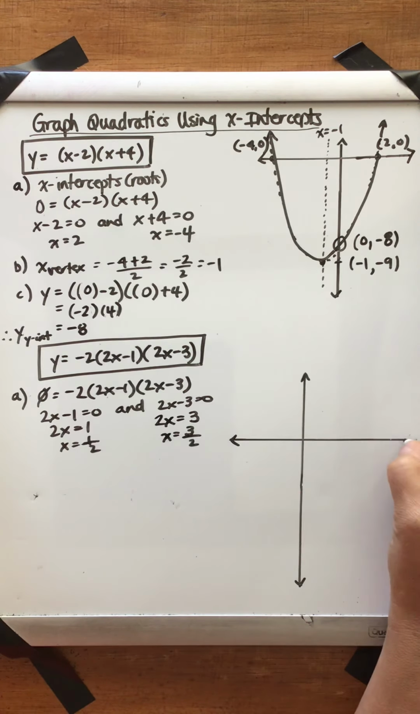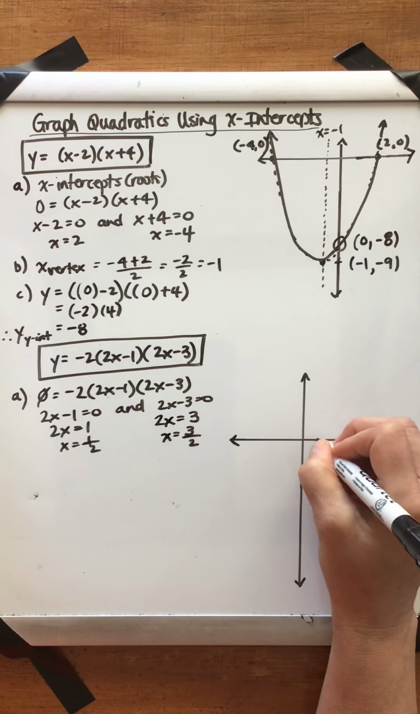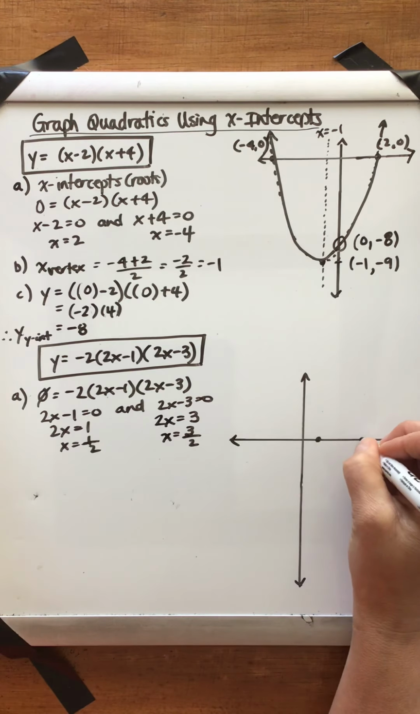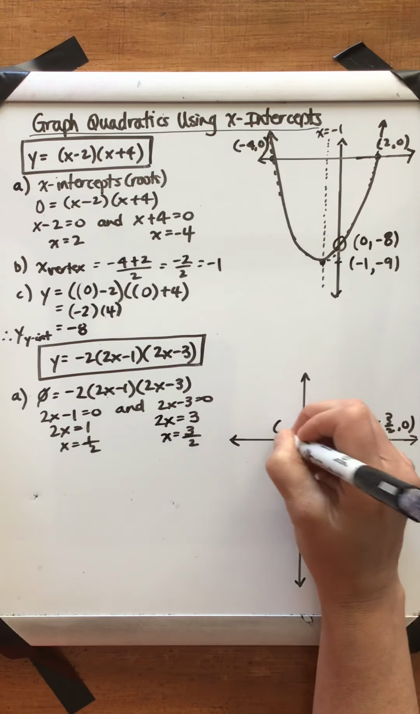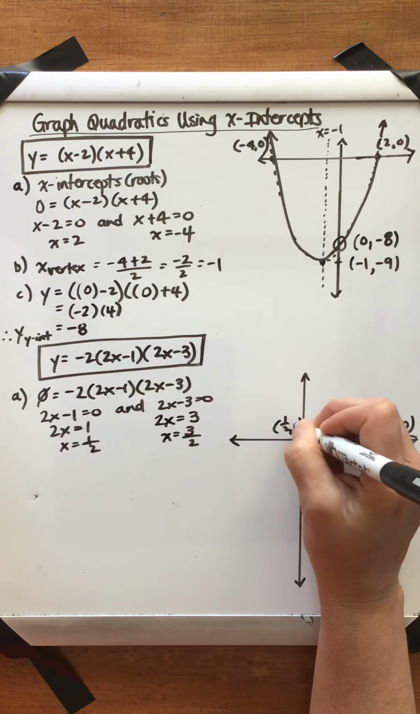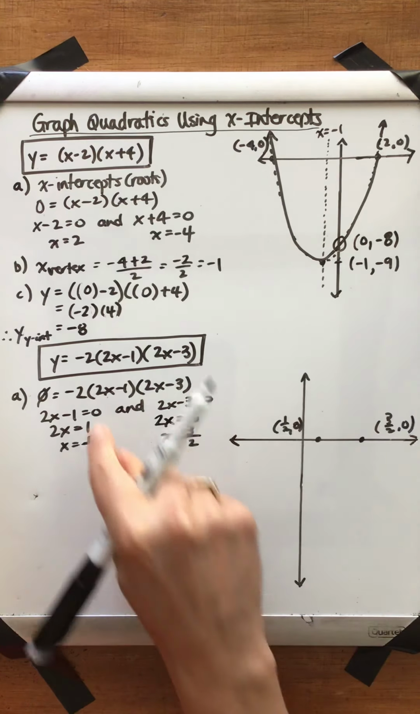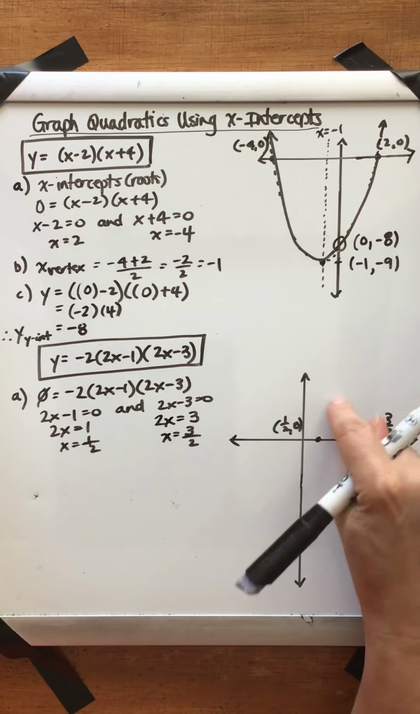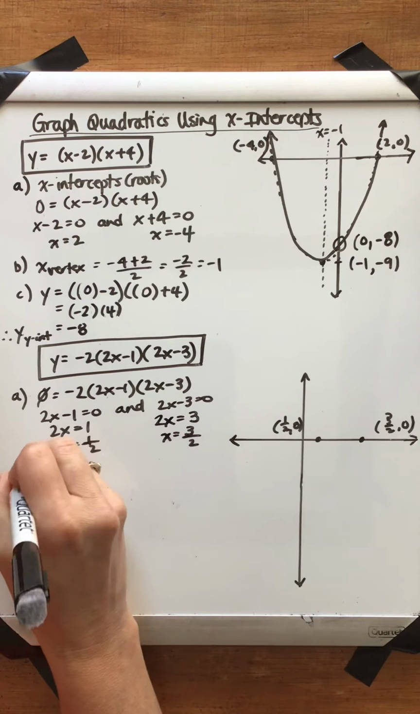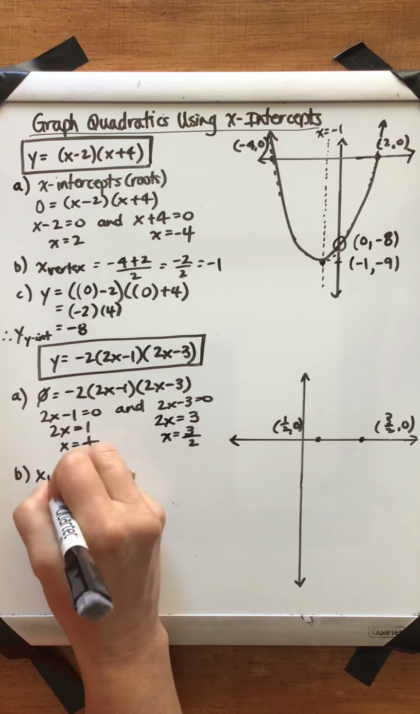Okay? So if we're sketching this parabola, we are going to have intercepts here at 3 halves, 0 and at 1/2, 0. Notice that this is a downward facing parabola, so I'm going to estimate that the vertex is up in here somewhere. Of course, our next step is to find out what is that x value of the vertex.